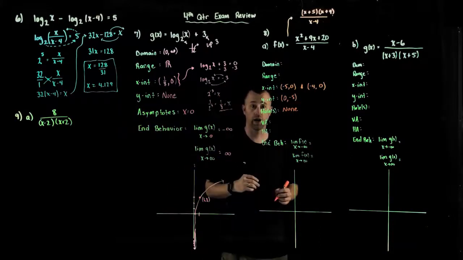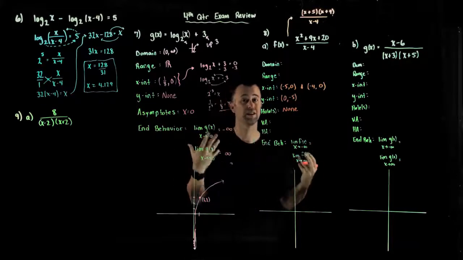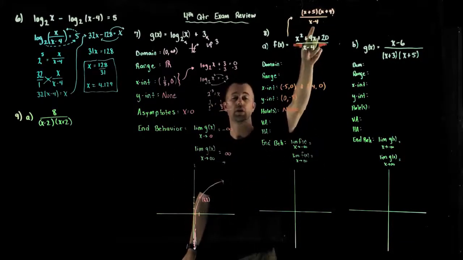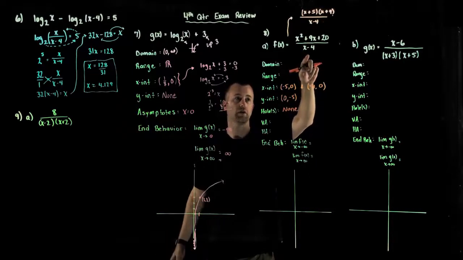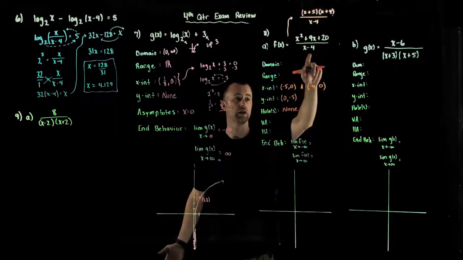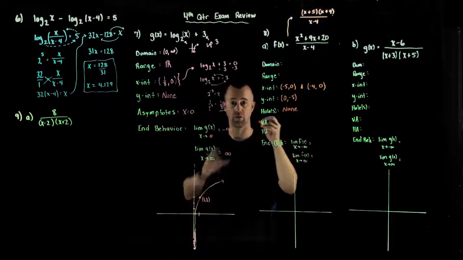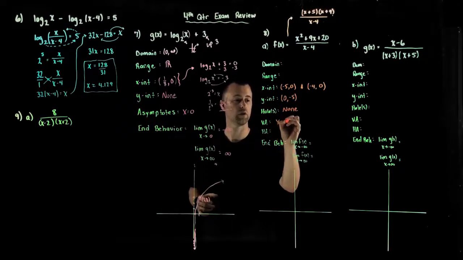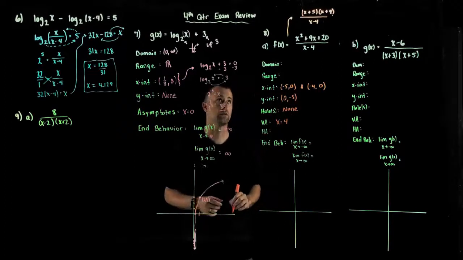Next up, our vertical asymptote. That's when your denominator, the non-canceled factors, are set equal to 0. So in this case, x minus 4, that's my denominator, and it's not canceling with anything. So my vertical asymptote is going to be when you set x minus 4 equal to 0, so x equals 4 is going to be your vertical asymptote.